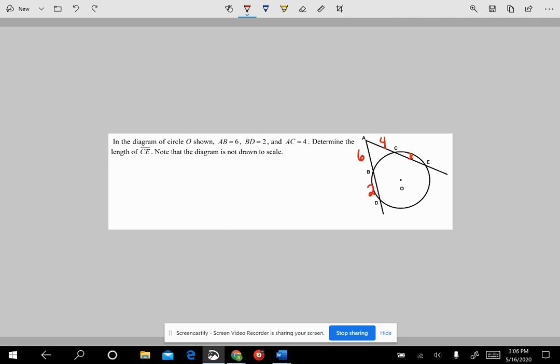In the diagram of circle O shown, AB equals 6, BD equals 2, and AC equals 4. Determine the length of CE. Note the diagram is not drawn to scale.